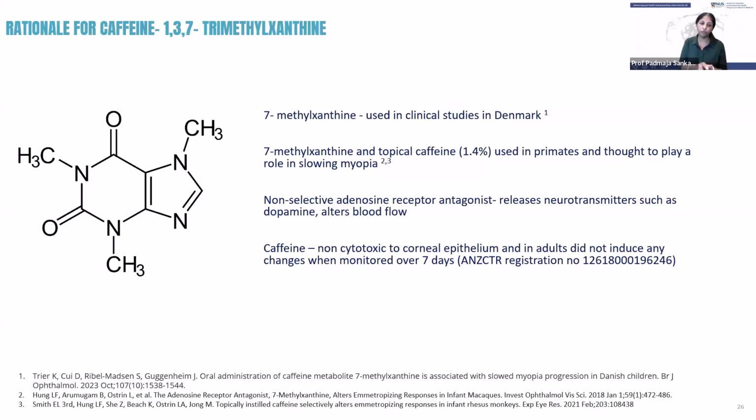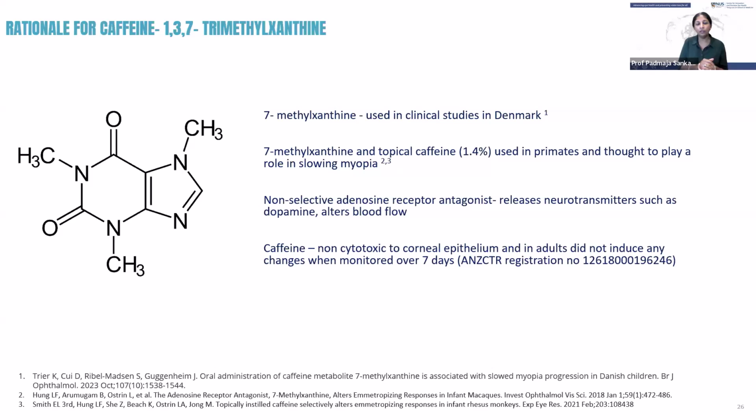Caffeine 1.4% was also used, and again there was some data that indicated that it possibly had a role to play in slowing myopia. Caffeine is a non-selective adenosine receptor antagonist, and it is thought to release neurotransmitters such as dopamine and alter the blood flow. And we all know from the myopia literature that dopamine appears to have a role to play in myopia. And again, increased choroidal blood flow was also thought to play a role. So we were quite interested in trying to understand whether caffeine would have a benefit.